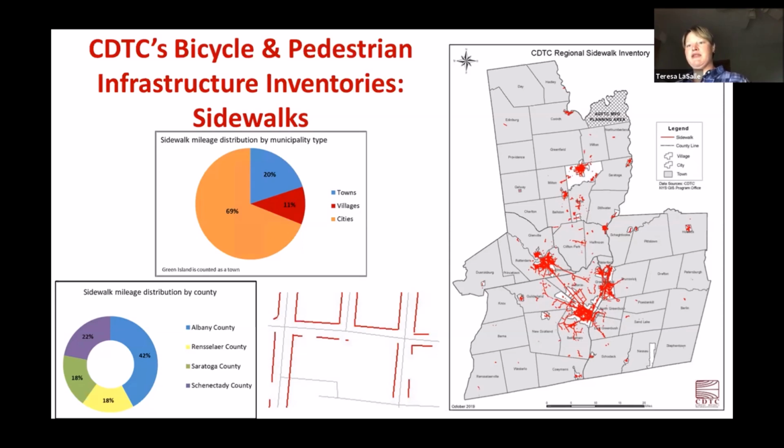So on the map on the right, red lines represent existing sidewalks, and the charts are showing regional sidewalk mileage distribution by municipality type and by county. No surprise, Albany County has the most with around 40% of the regional inventory, and the other 3 counties make up about 20% of the regional sidewalk inventory. And similar to municipality type, most of the sidewalks are within the cities, 20% in towns, and villages make up about 10%. Next slide.